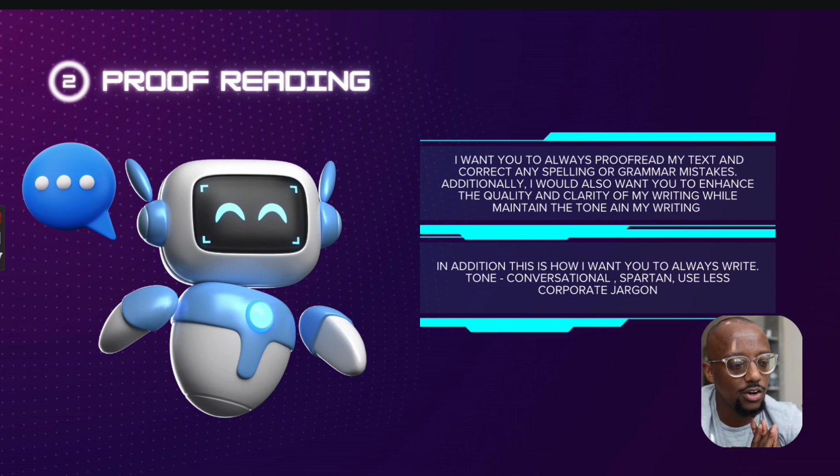So the first one that I use a lot is proofreading. So this is a prompt that you can take a screenshot of, or I can leave a link where you can copy it, or I can put it in the description, but you can feel free to take a screenshot. So this one I use a lot. The way I use it is especially when writing content or writing emails. So for this case, I want you to always proofread my text and correct any spelling or grammar mistakes. Additionally, I would also want you to enhance the quality and clarity of my writing while maintaining the tone of my writing.